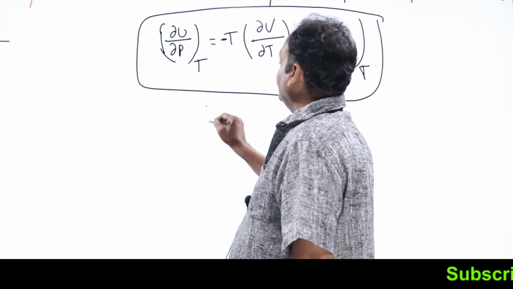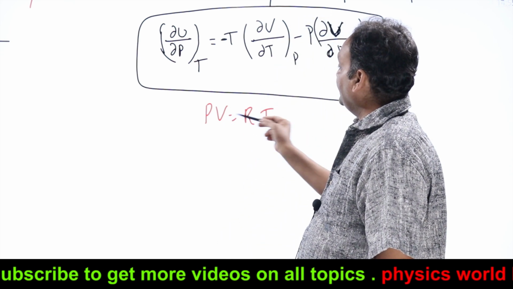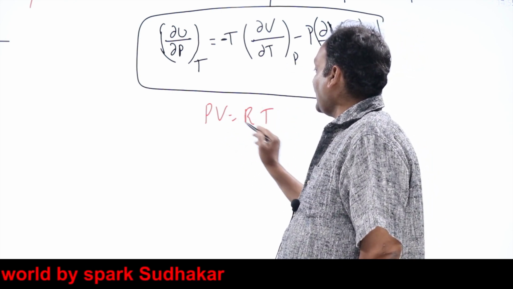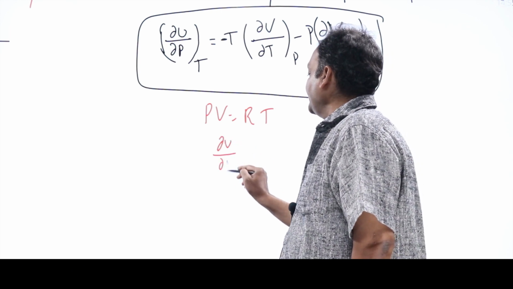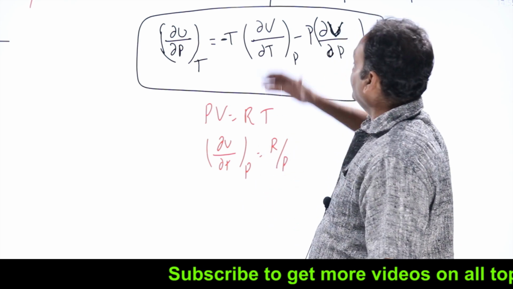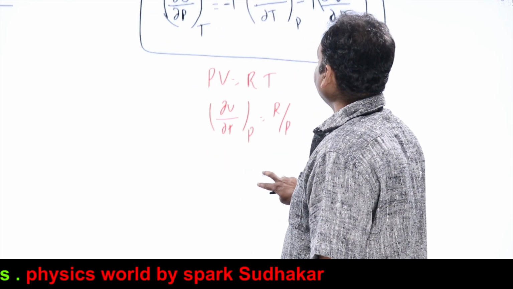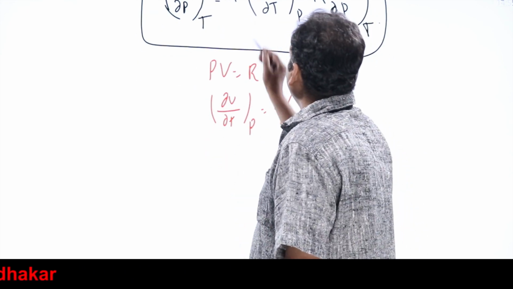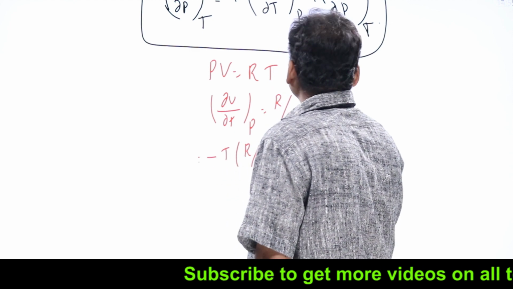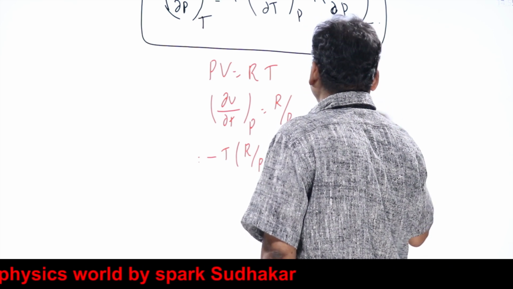For an ideal gas, we have PV equal to RT. ∂V/∂T at constant P is nothing but R/P. So ∂V/∂T at constant P is equal to R/P. Substitute R/P in this equation. So what do we get here? It is minus T into R/P minus P into ∂V/∂P at constant T.